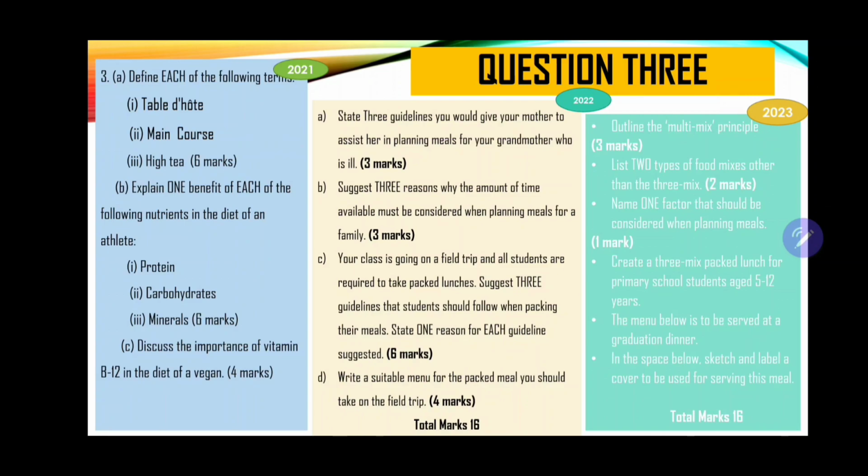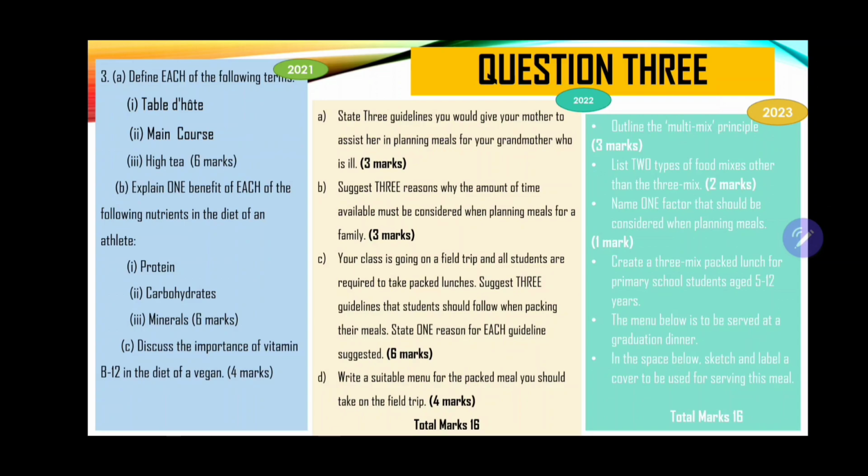Remember, when you're defining terms, you give as much as the marks allow, and you pay attention to how much your response is worth so that you can answer accordingly, right? Now, in 2022, I don't see where they asked for the definition of any of these terms that are related to meal planning and preparation, right?